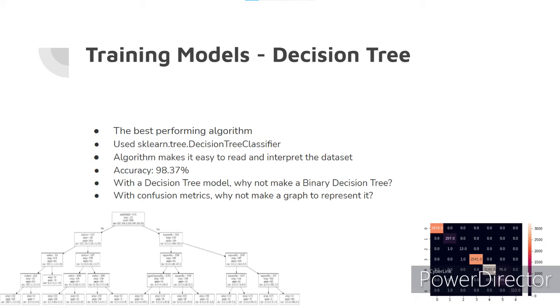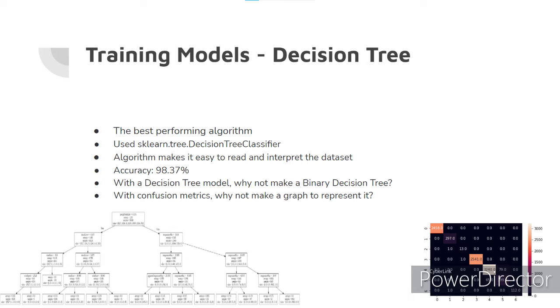The next slide is about the training models that we worked with. The first algorithm that we worked with was the decision tree, and that was actually the best performing algorithm that we worked with so far. To do that, we use the sklearn tree DecisionTreeClassifier. The algorithm makes it easy for us to read and interpret the dataset. With this algorithm, we got an accuracy of 98.37%, which is the highest that we've gotten compared to the other two algorithms that we will be showing shortly.